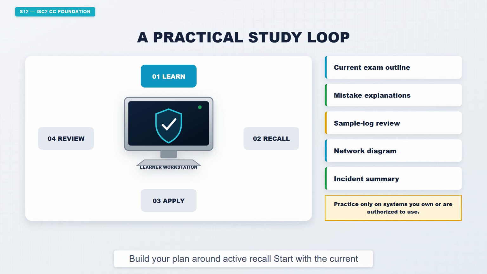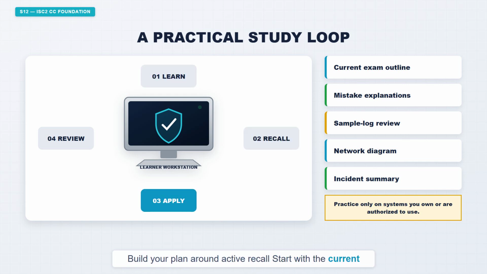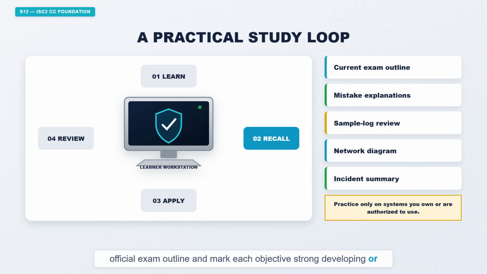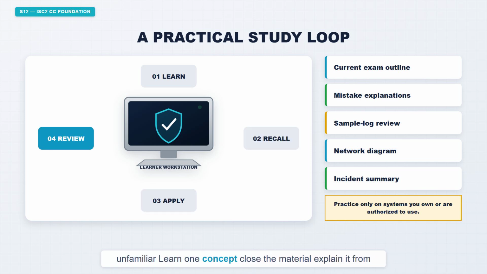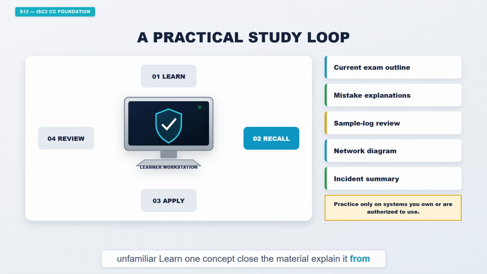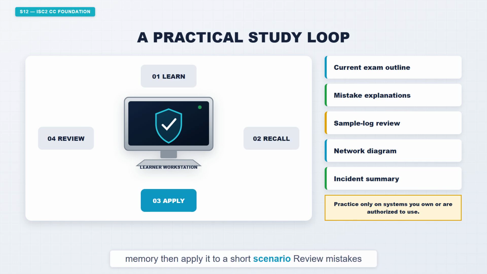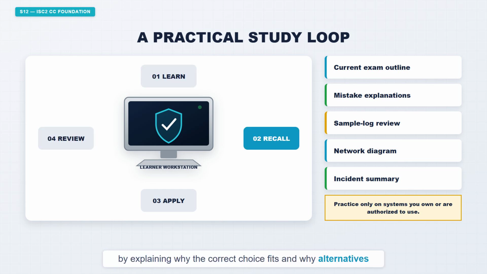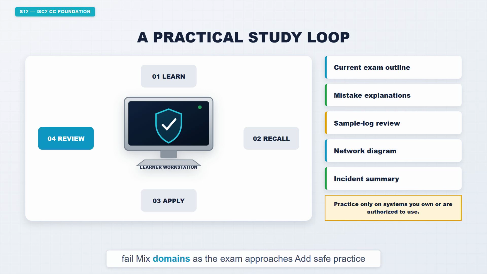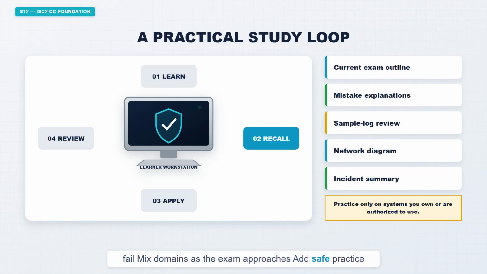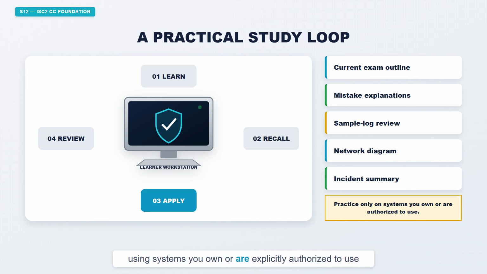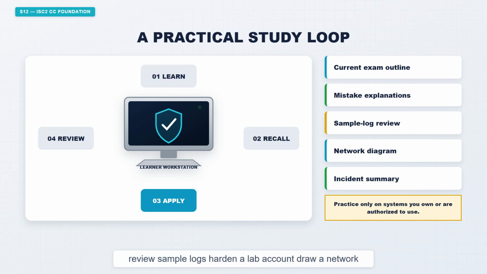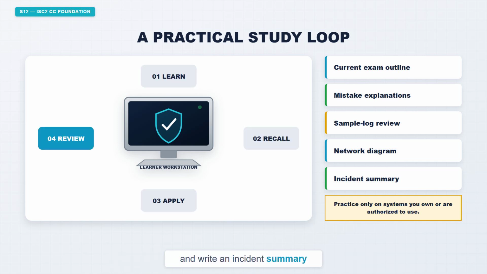Build your plan around active recall. Start with the current official exam outline and mark each objective strong, developing, or unfamiliar. Learn one concept, close the material, explain it from memory, then apply it to a short scenario. Review mistakes by explaining why the correct choice fits and why alternatives fail. Mix domains as the exam approaches. Add safe practice using systems you own or are explicitly authorized to use. Review sample logs, harden a lab account, draw a network, and write an incident summary.